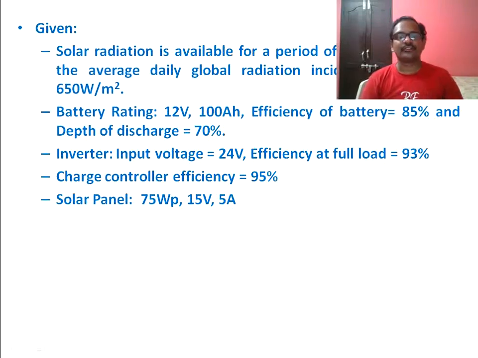We have a charge controller efficiency of 95%, and we have the solar panels available, that is 15 volts, 5 amperes and 75 watt peak solar panels. I already told you 15 volts means voltage at peak power point. 5 amperes means current at peak power point. If I multiply 15 by 5, that 75 is the peak power. This 75 watt peak panel is available for me. These are the things that I have available, and now I have to start working on the system.